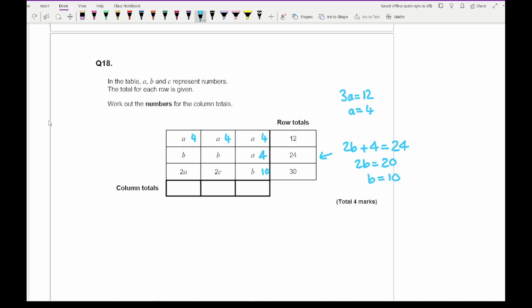I can swap each of those for 10. And in the last column, it says 2a, which is 8, so I've got 8 plus 2c plus 10 equals 30. So 2c plus 18 equals 30. So 2c equals 12, so c equals 6. So that's going to be 12. Then just adding those numbers up, I get 4 plus 10 plus 8 is 22. 4 plus 10 plus 12 is 26. And 4 plus 4 plus 10 is 18.